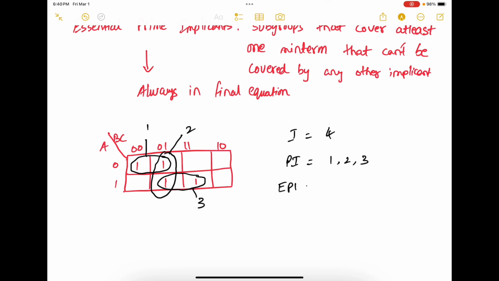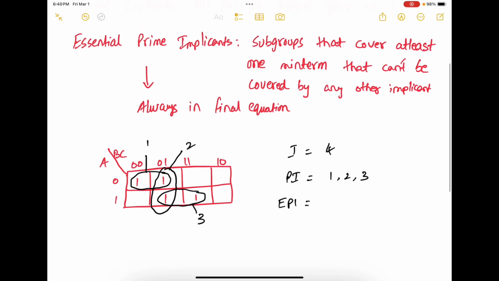The next step is to find the essential prime implicants. Now essential prime implicants are subgroups that cover at least one min term which cannot be covered by any other implicant. So let us take a close look at this prime implicant here. This one can be covered by only this one here. No other prime implicant can cover this. So it's an essential prime implicant. Therefore, 1 is the essential prime implicant.